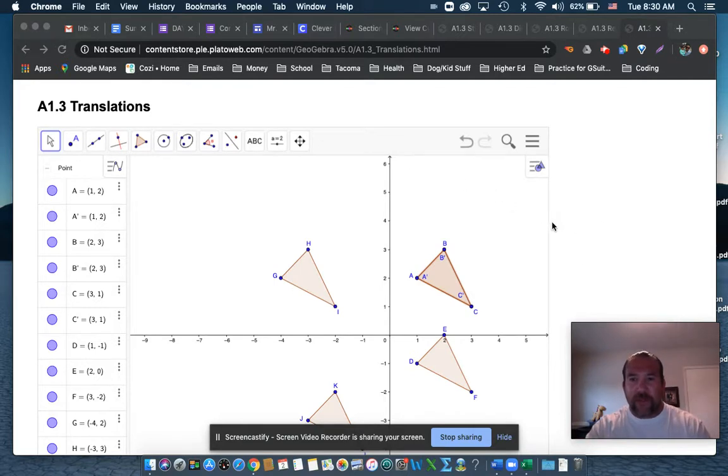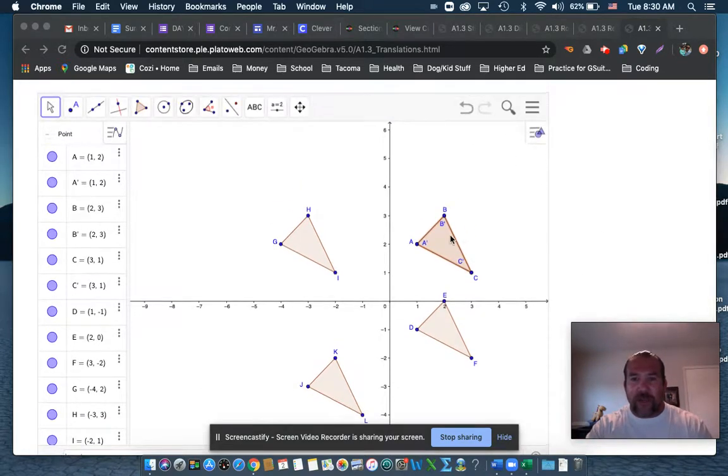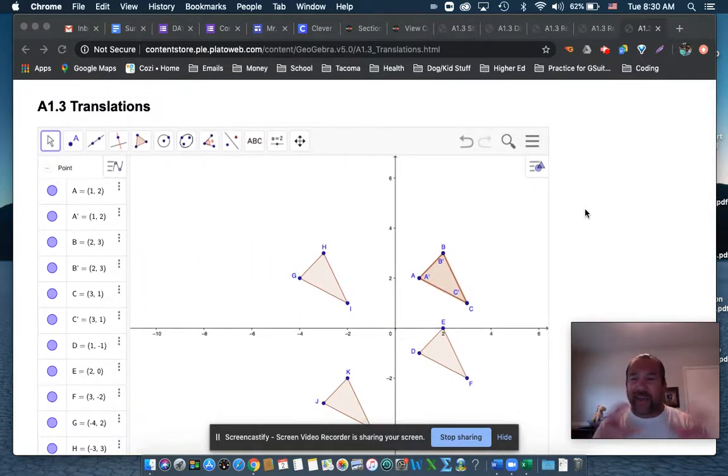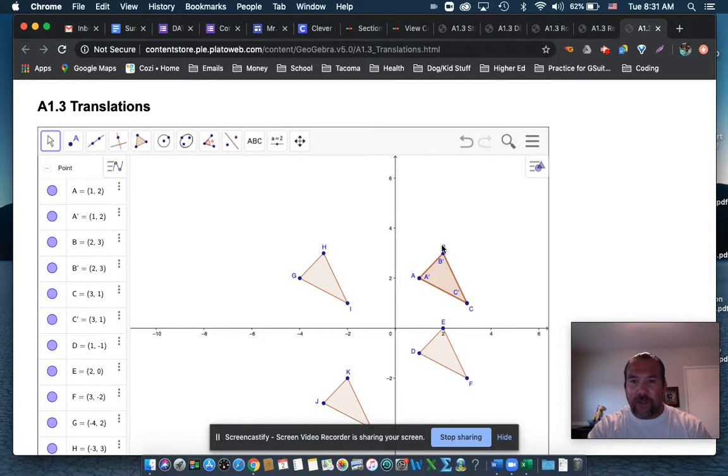So this first one is translation, and notice I have triangle ABC right here. So a translation is kind of like a slide, all right? So the orientation of the triangle, or any figure if it's a translation, is not changing, meaning it's not turning, it's not rotating, it's not flipping, it's just simply moving to a different spot. So I'm translating this triangle all over this grid. I'm just clicking and dragging it.